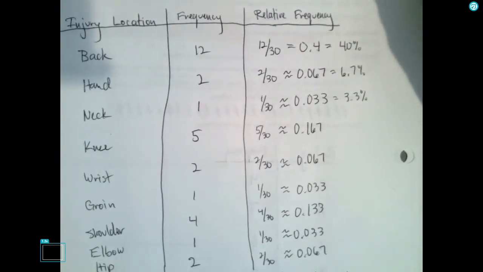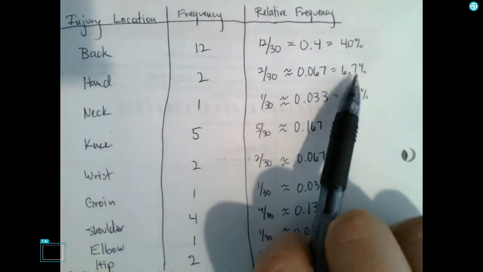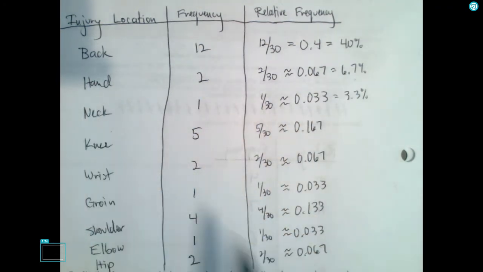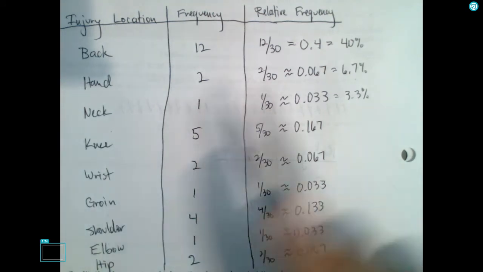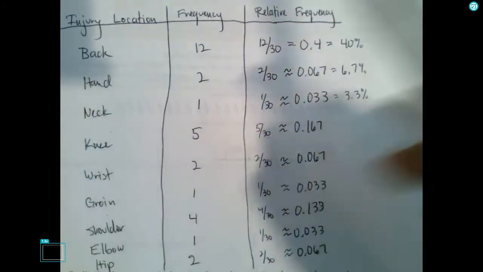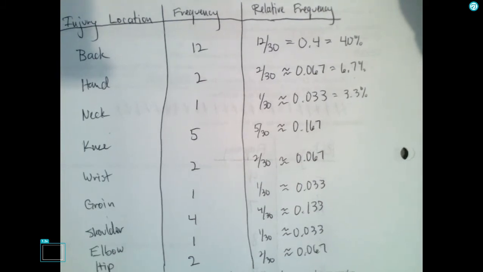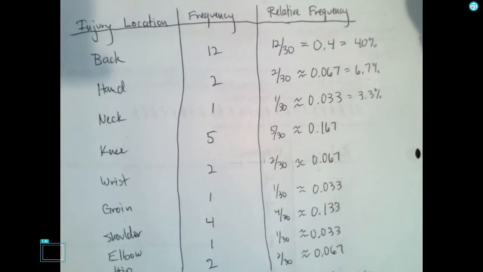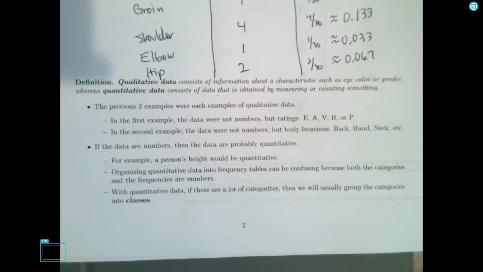I kind of like thinking of them as percentages because it's easy to tell now. Like if I look at this, I can tell that 6.7% of her patients had a hand injury, right? And 3.3% of her patients had a groin injury, right? 40% of her patients had a back injury, right? So I kind of like thinking of them as percentages personally. But anyway, that's how frequency and relative frequency tables work. So moving on.